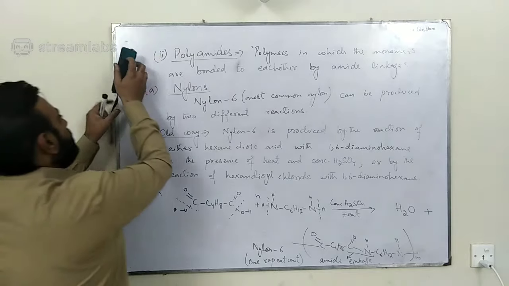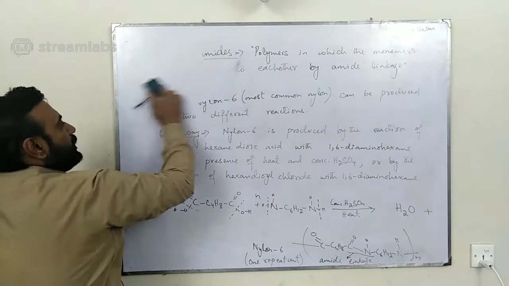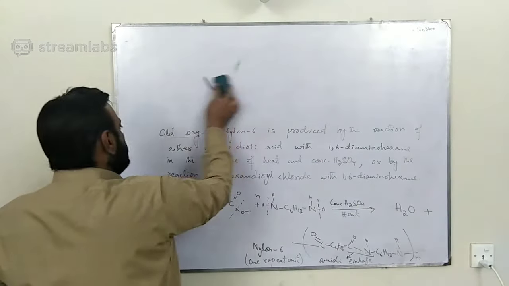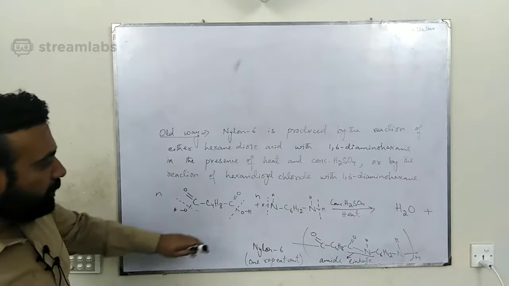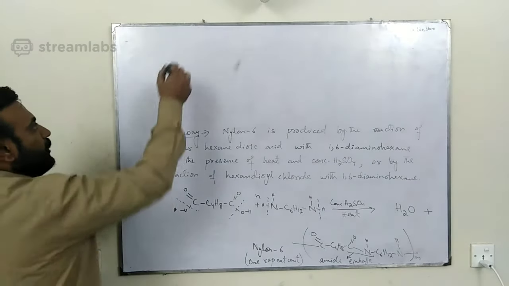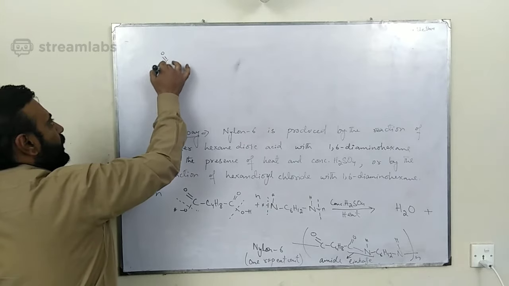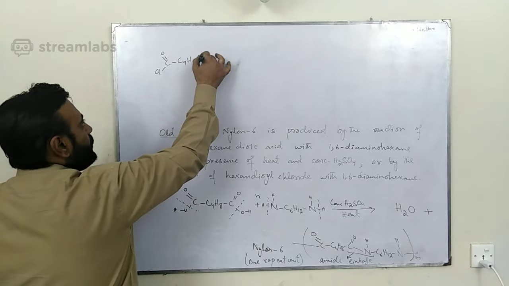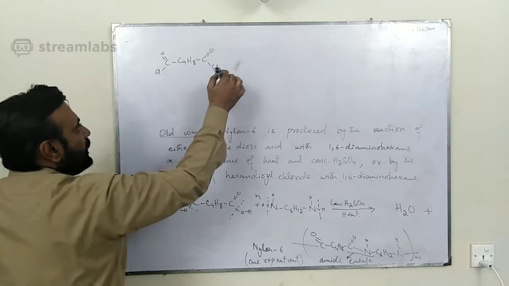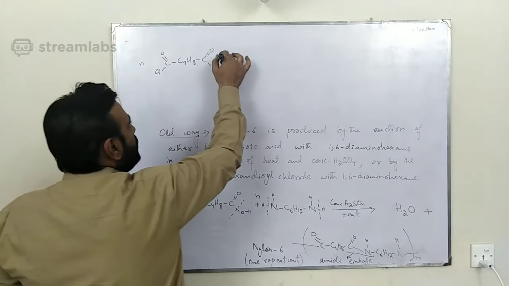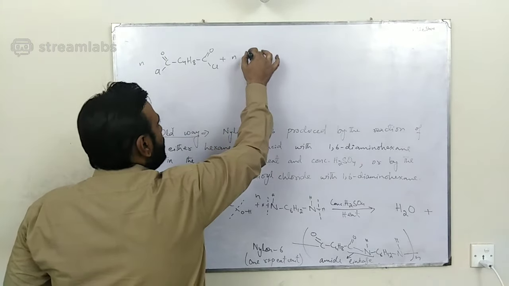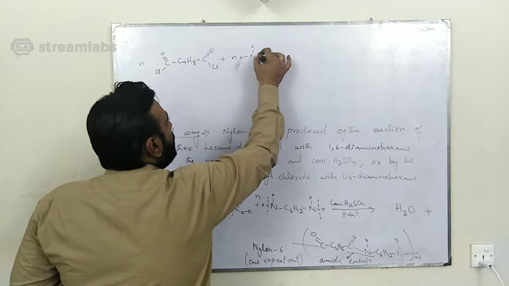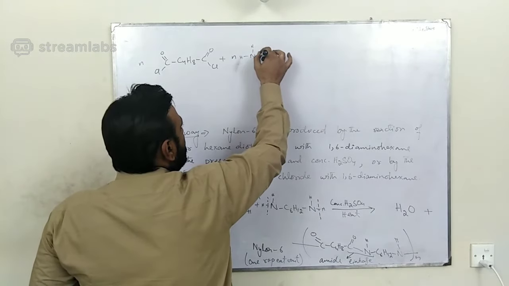This reaction can be carried out, as I told you earlier, with a dioyl chloride instead of this dioic acid. For example, if we are using this dioyl chloride, which again contains 6 carbon atoms in total, and there are n such monomers, they are reacting with n molecules of 1,6-diaminohexane.